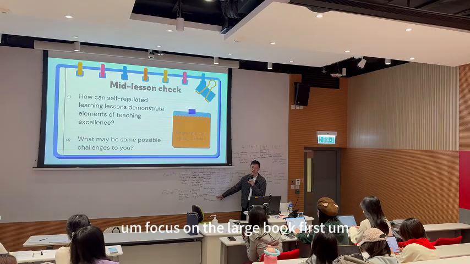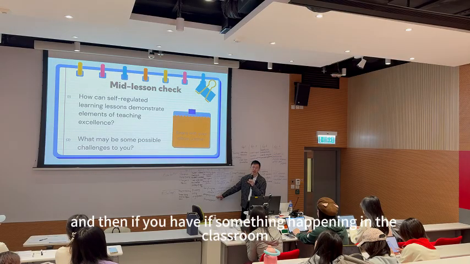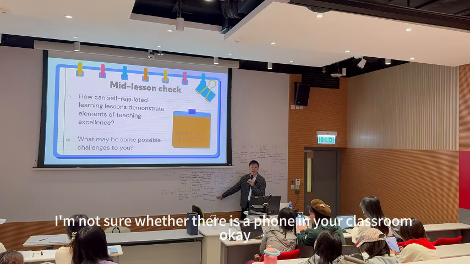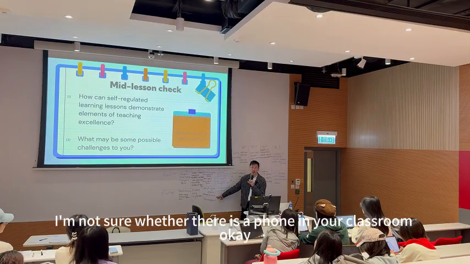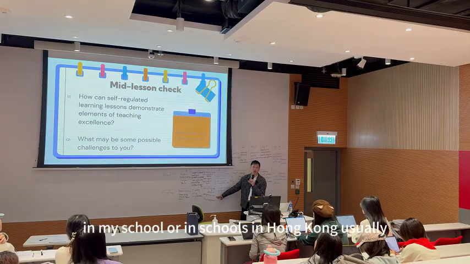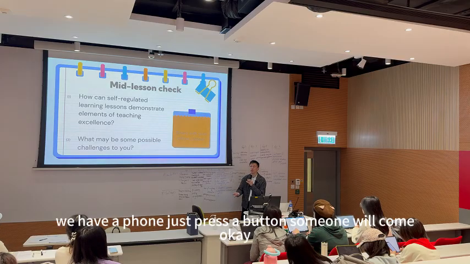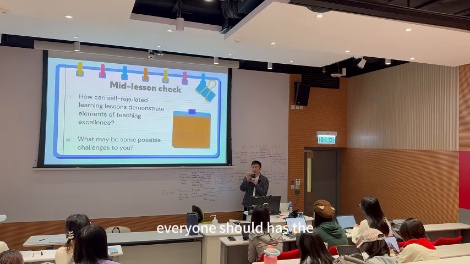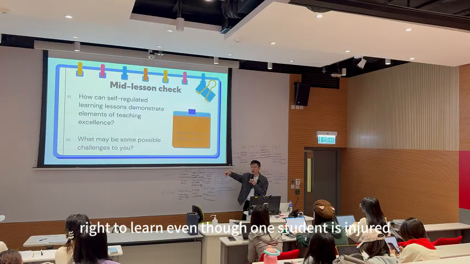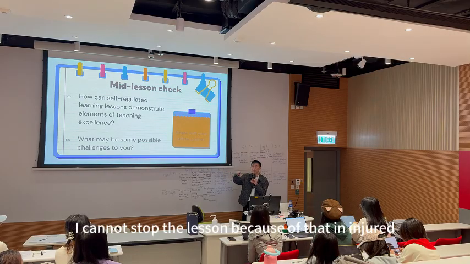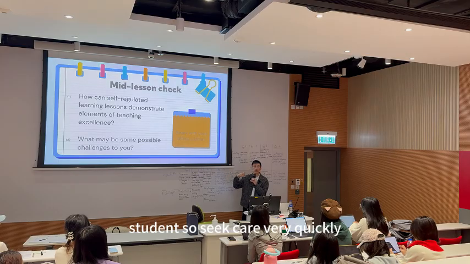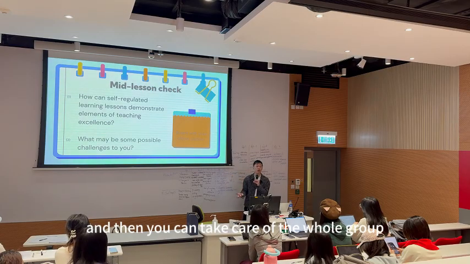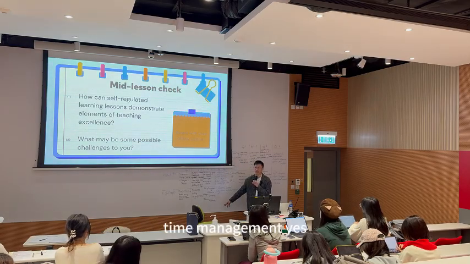Focus on the large group first. And then if something is happening in the classroom, seek help from the school office or other teachers. I'm not sure whether there is a phone in your classroom. In my school or in schools in Hong Kong, usually we have a phone. Just press a button, someone will come. Because you want to ensure that everyone has the right to learn. Even though one student is injured, I cannot stop the lesson because of that injured student. So seek help very quickly, and then offer them more support, and then you can take care of the whole group. Okay?